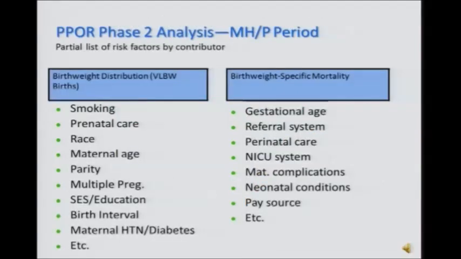So in PPOR phase 2, that is what you're trying to do, taking that very low birth weight component and separating it into birth weight distribution and birth weight specific mortality. And these are the factors that you could be looking at for these two components: risk factors for very low birth weight and risk factors for birth weight specific mortality. Their transfer rates to regionalized risk appropriate care, the quality of NICU care, the volume, certain neonatal conditions and complications may be higher.